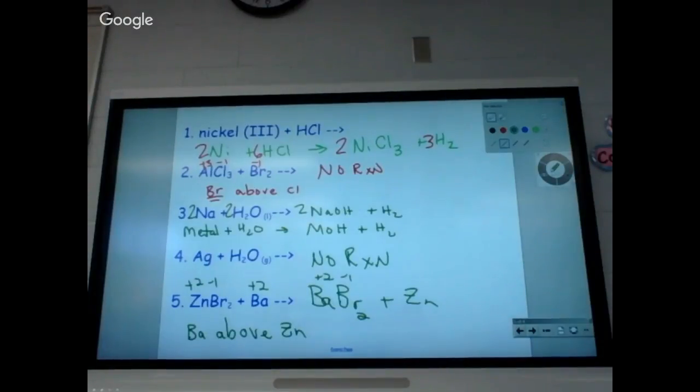Yes, ma'am. Okay, so on the half sheet, for number 2, F2, would that get a negative? It would get a negative oxidation number. Yes, ma'am.